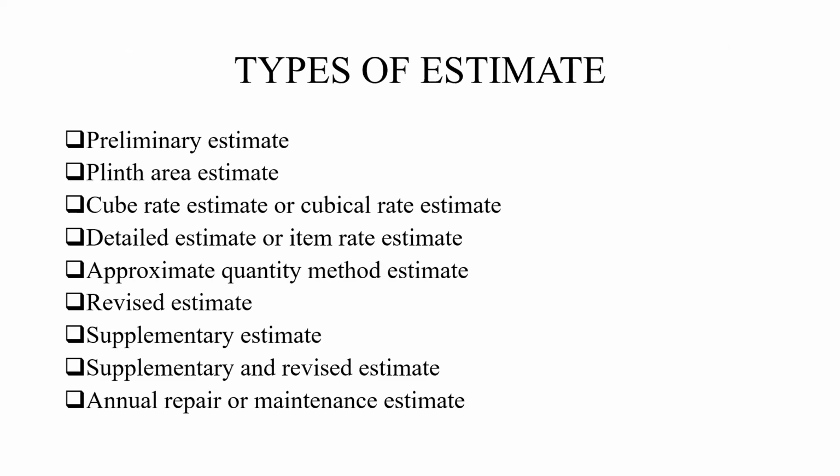Okay. Now we are going to see about types of estimate. There are 9 types of estimate: preliminary estimate, plinth area estimate, cube rate estimate or cubical content estimate, detailed estimate or item rate estimate, approximate quantity method estimate, revised estimate, supplementary estimate, supplementary and revised estimate, and annual repair or maintenance estimate.